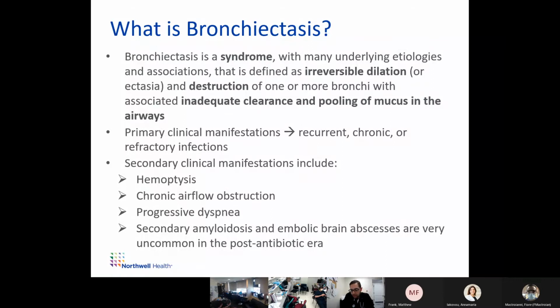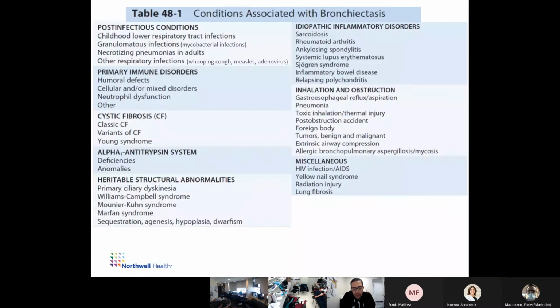So a lot of the slides and information I got from the Murray & Nadel chapter on bronchiectasis, and then from the BTS and ERS guidelines, which were very helpful. This is the first table in Murray & Nadel, and it goes over all the different conditions associated with bronchiectasis. So whenever I look at bronchiectasis, I always first differentiate between cystic fibrosis and non-cystic fibrosis bronchiectasis.